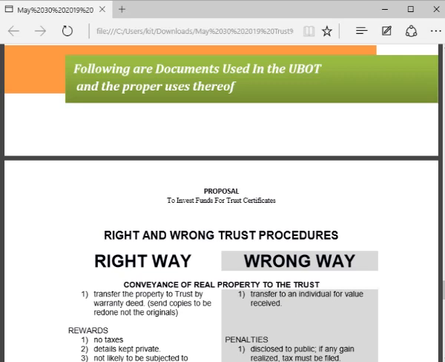The following are documents used in the UBOT and proper uses thereof. Proposal: to invest funds for trust certificates. Right and wrong trust procedures. Right way.